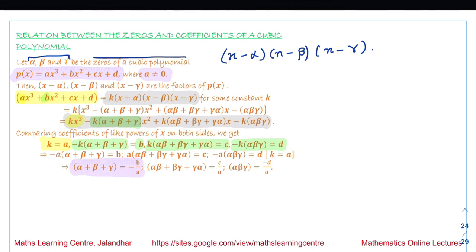This is the sum of the roots taking 2 at a time. We say it is c by a. By solving this you will get this formula, and the third value you will get is the product of the three roots, it is minus d by a. This is the product of the three roots that we will have.